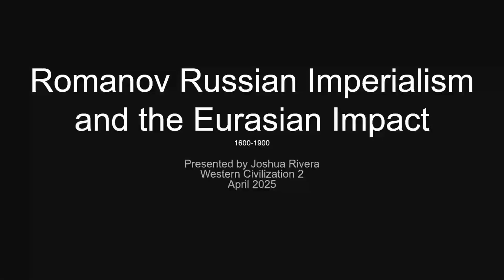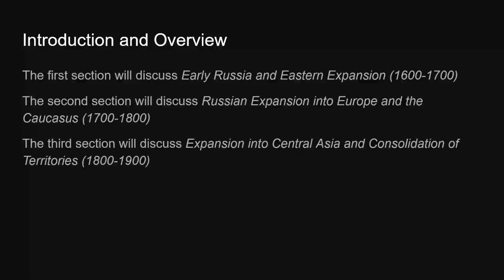I am Joshua Rivera, and this is my presentation on Romanov Russian imperialism and the Eurasian impact, covering the years from 1600 to 1900. So this presentation will be divided into three distinct sections and time periods, each covering roughly a century. First, the years 1600 to 1700 will discuss early Russia and its eastern expansion.